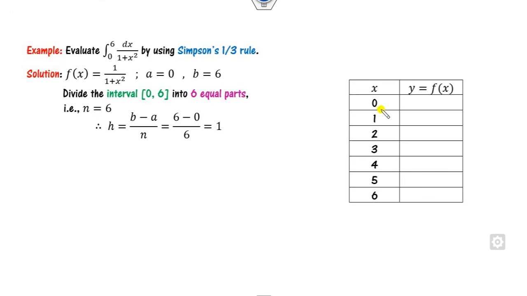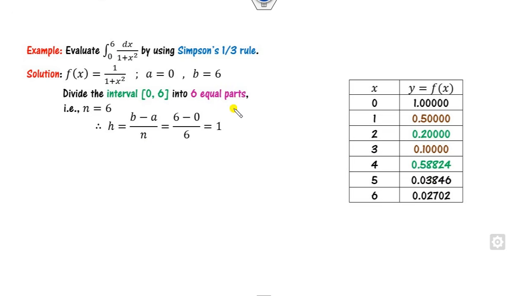We can make a table, start from the lower limit with the difference here. I can substitute this value. When x is 0, it's 1. When x is 1, it is 1 over 2. When x is equal to 2, it is 1 over 5. When x is equal to 3, it's 1 plus 3 square, it's 1 over 10 and so on.